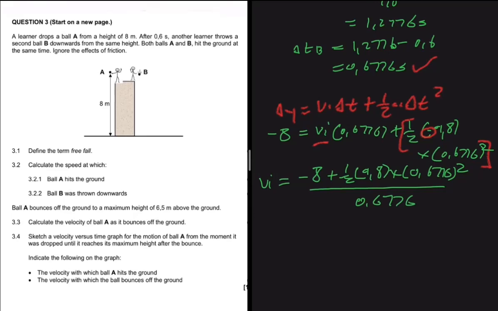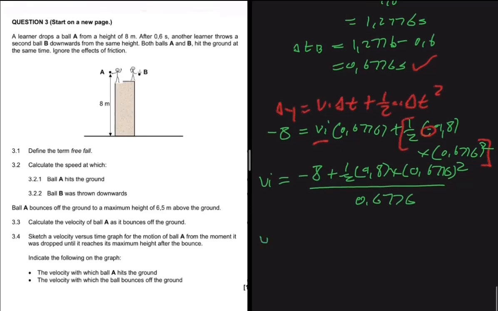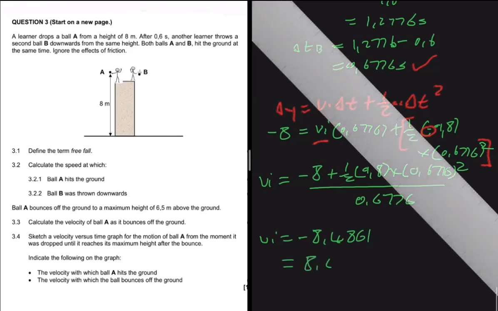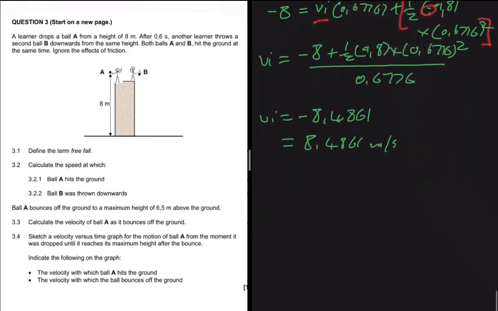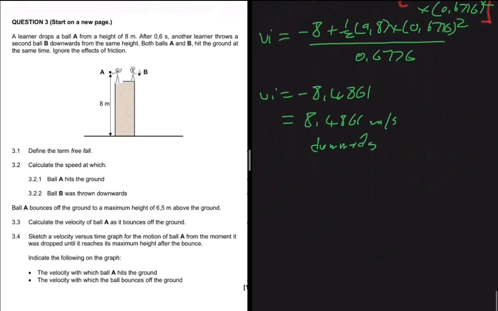So let me just go ahead and put that in my calculator real quick and see what I get. So I have minus 8 plus a half multiplied by 9.8 multiplied by 0.6776 squared, and then everything divided by 0.6776, and then I'm getting an initial velocity of minus 8.4861, which is just 8.4861 meters per second downwards, right? Downwards.